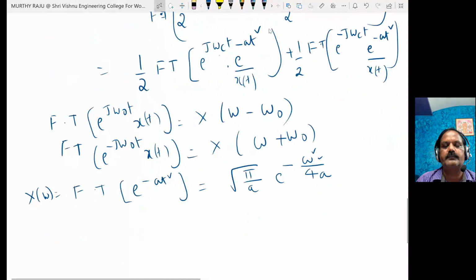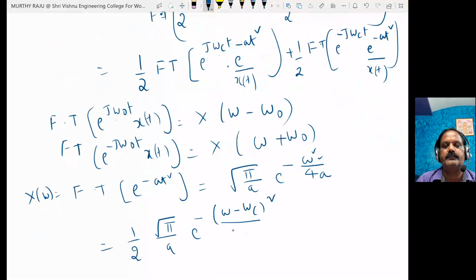The same principle is applied here. 1 by 2 root pi by a e power minus, where omega is replaced. Fourier transform of e power j omega naught t x of t is x of omega minus omega naught. Here omega naught is omega c. Therefore, here omega is replaced by omega minus omega c whole square by 4a.